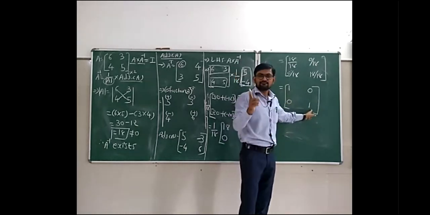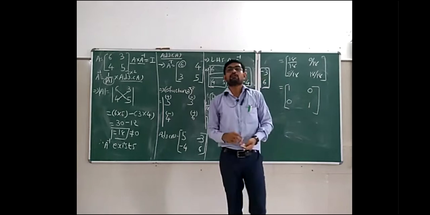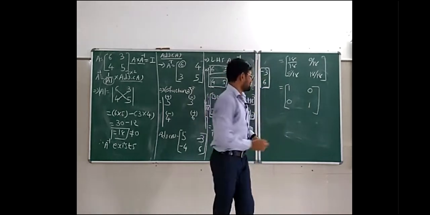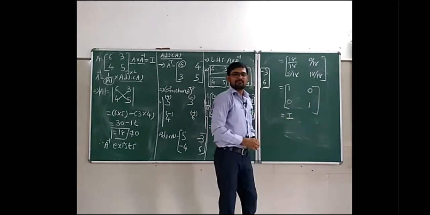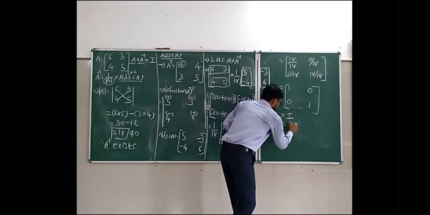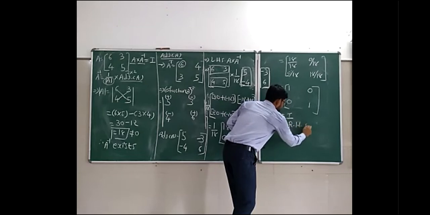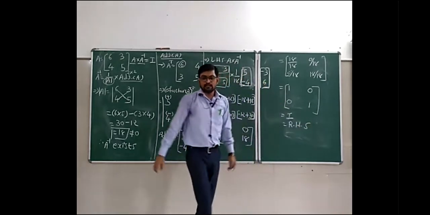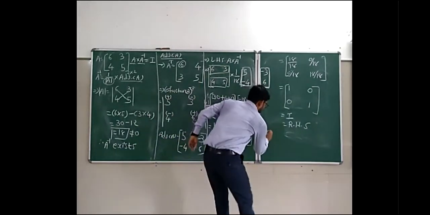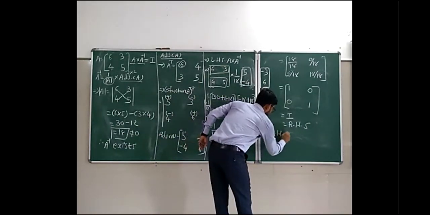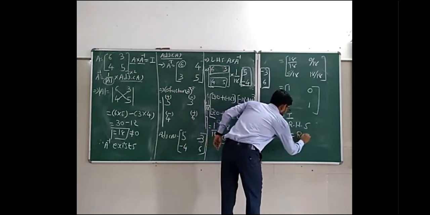So this is what? Diagonal elements are 1 and others are 0. It is called an identity matrix. So this is nothing but our I, and that is equal to RHS, and hence we can write LHS equal to RHS. Therefore we can write here LHS equal to RHS.